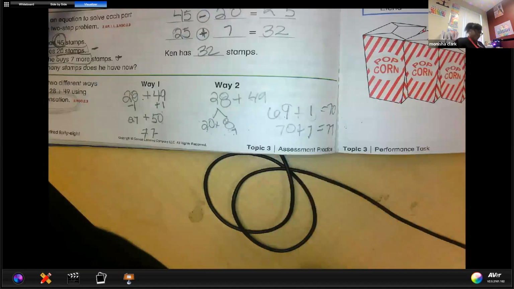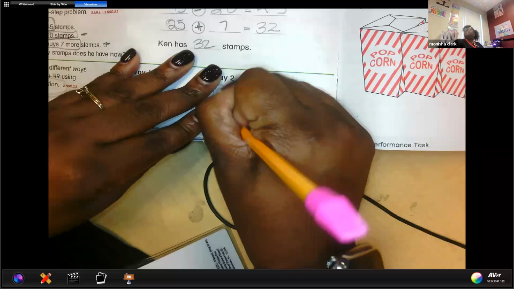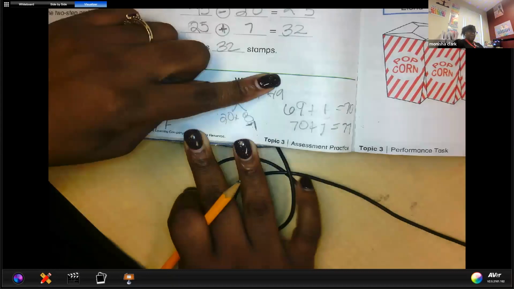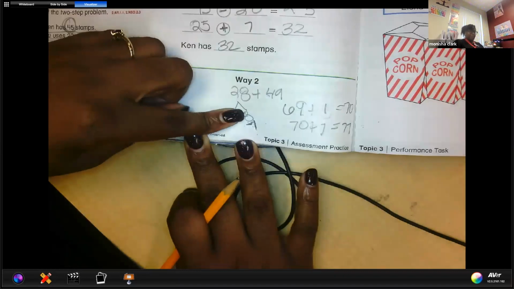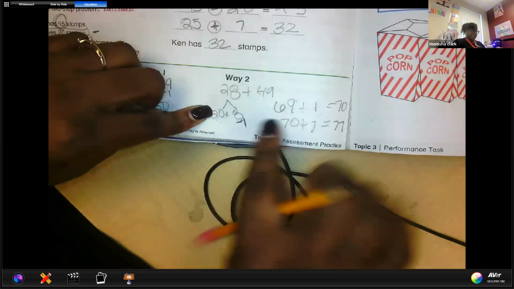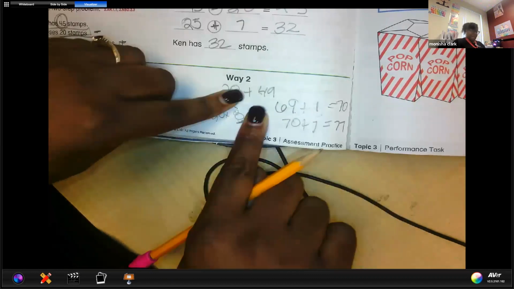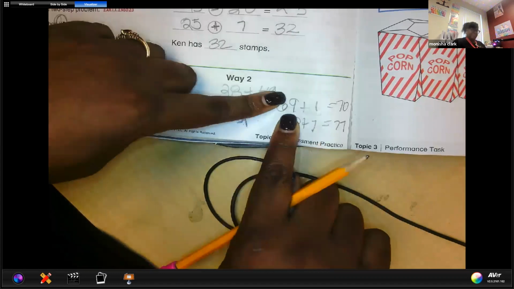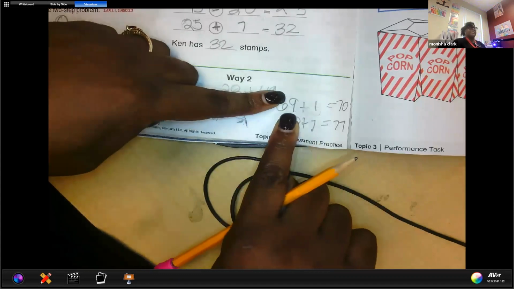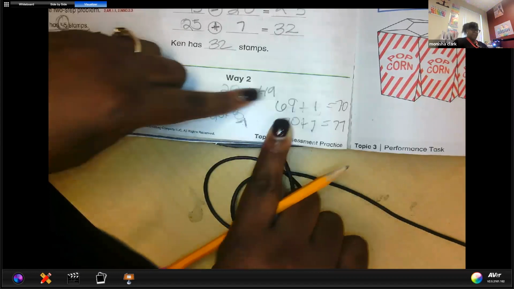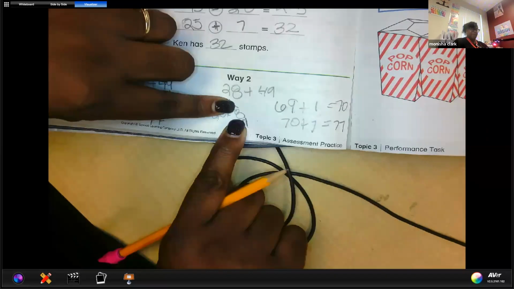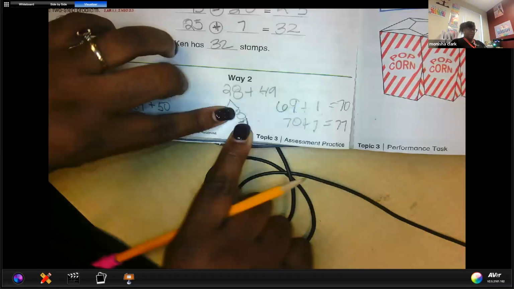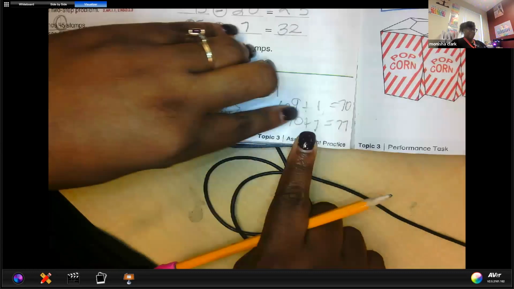We took 1 away from there. That's 28 plus 49 breaks apart to 20 plus 8. Then we took the 20 and added it to the 49. And that gives us 69. Well, we wanted to make it easy to add. So we took 1 away from the 8 that we still have left over, and that gave us 70. So now we have 7 plus 70 equals 77.